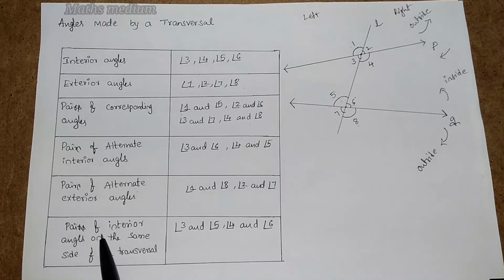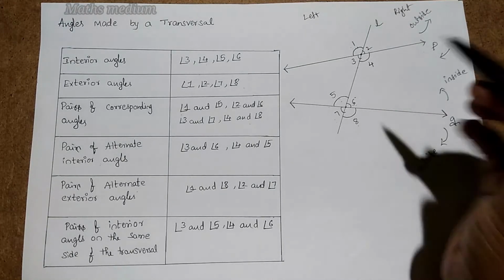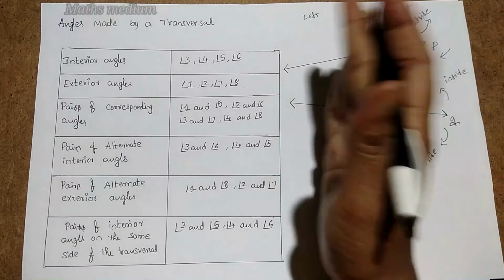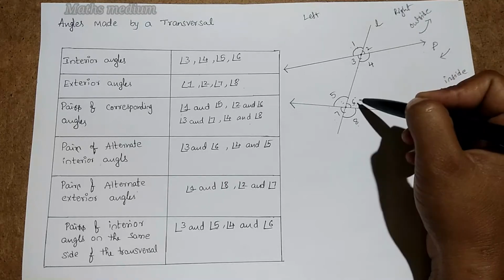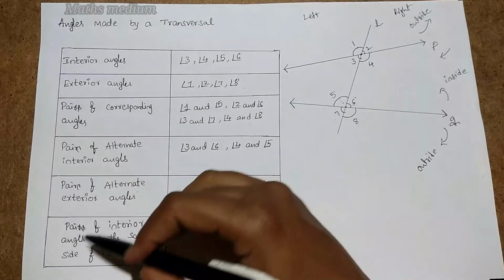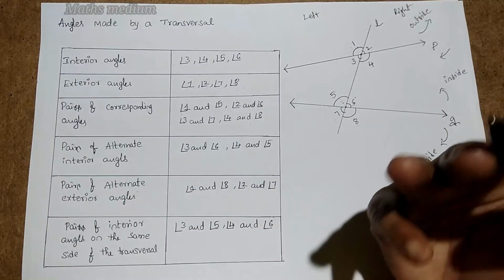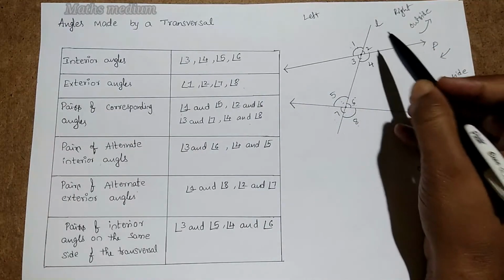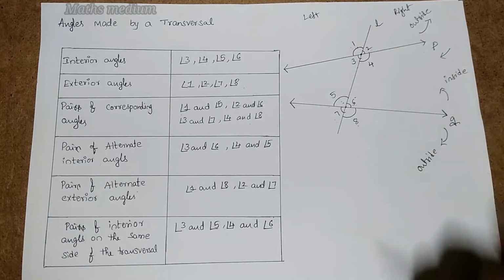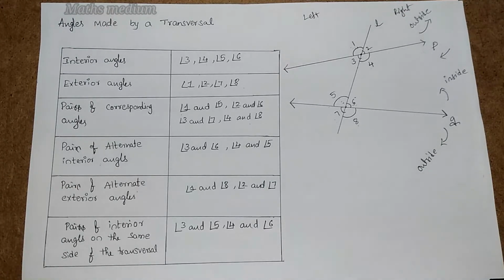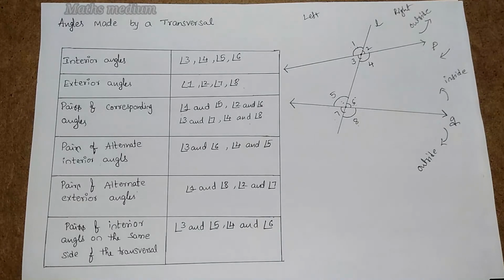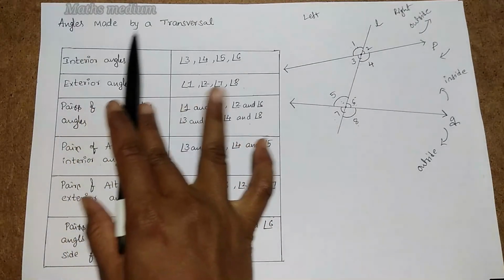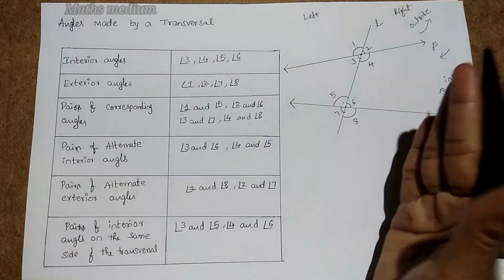Next, pairs of interior angles on the same side of the transversal. Angle 3 and angle 5, angle 4 and angle 6. Similarly, pairs of exterior angles on the same side of the transversal are angle 1 and angle 7, angle 2 and angle 8. So there is no need to dwell on exterior angles, because we know interior angles, and similarly exterior angles also. These are the angles made by a transversal in this picture.